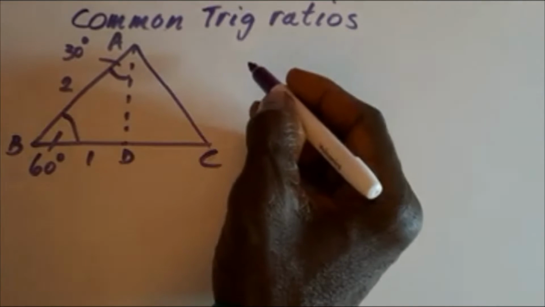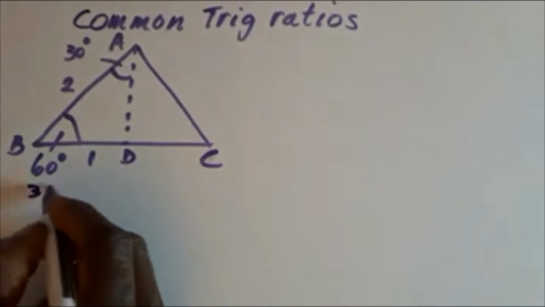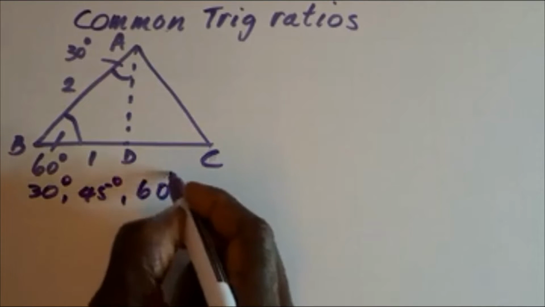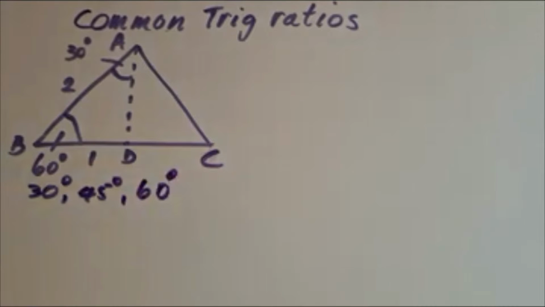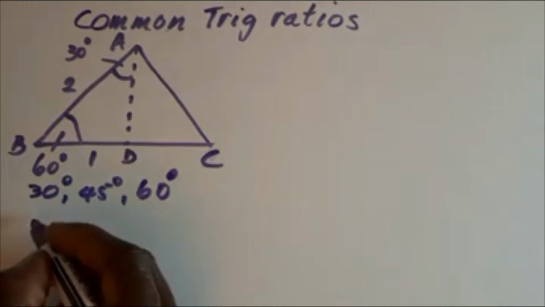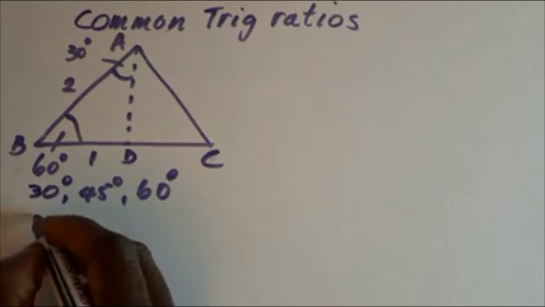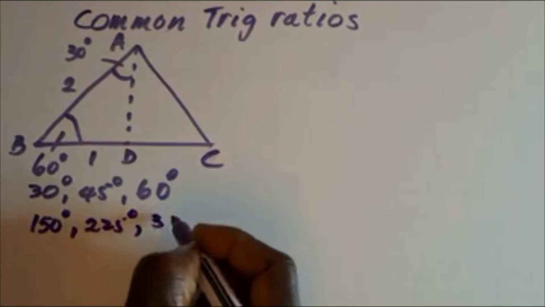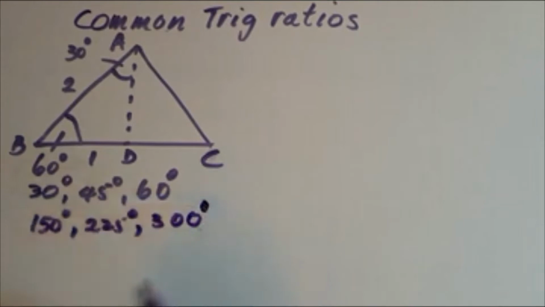So for angles 30 degrees, 45 degrees and 60 degrees, each one is the associated acute angle of 150 degrees, 225 degrees and 300 degrees respectively. So we have 45 degrees is an acute angle of 225 degrees and so on. Right, so these are all frequently used, and it's worth committing these to memory.